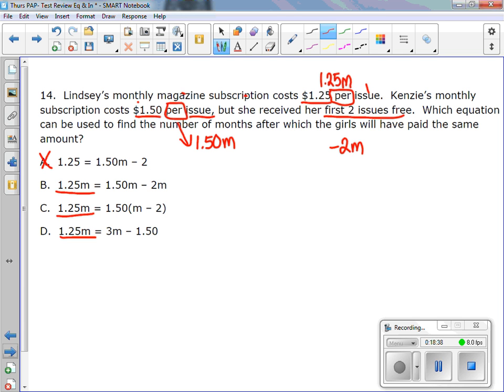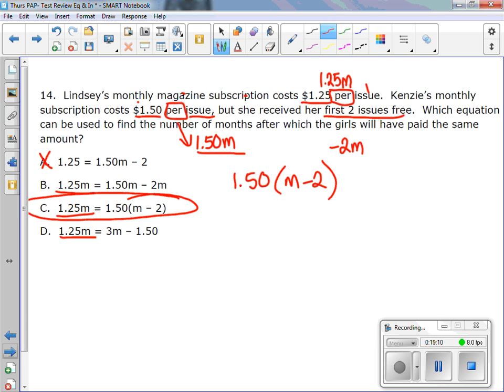So A is out because it's lacking the M. Kenzie gets $1.50 per month. However, she's not paying for all those months. She's doing the months, subtracting 2 that she gets for free. So it's $1.50 per all the issues she pays for. So say she gets it for 10 months, she's getting 2 of those for free. So what we should be looking for is this one. I know that's a little bit of a complicated situation, but I find it's really helpful to go through and read using the actual word instead of the variable to help you narrow down your answer choices.